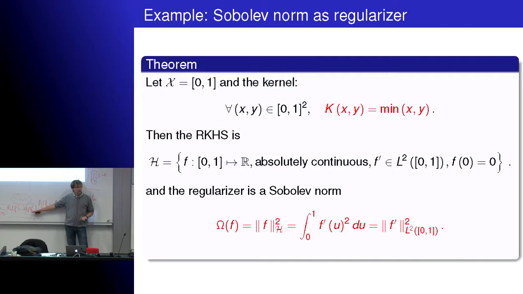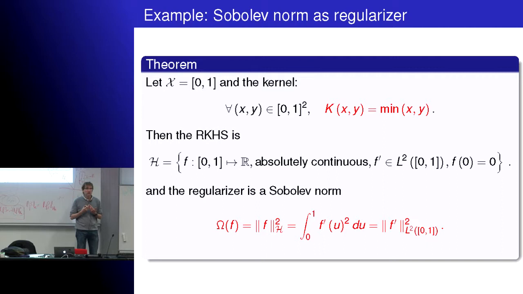Okay, so it means that typically you would like to use that if you have some prior knowledge. You want to infer a function, you have observations and you want to learn a function, and for some reason you decide that a good function should be a function where the derivative is not too large in the sense of the L2 norm. Therefore, it makes sense to use the mean kernel.